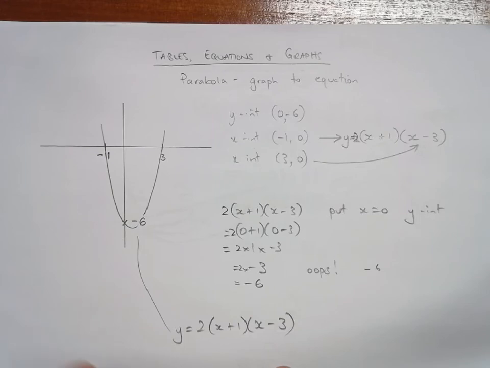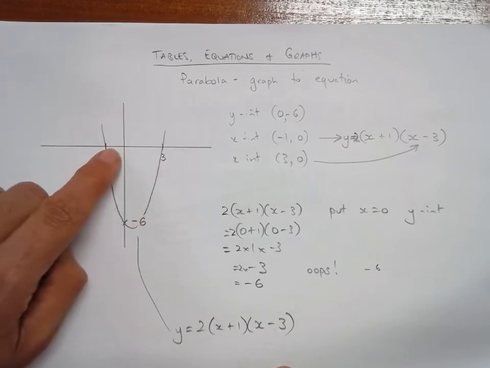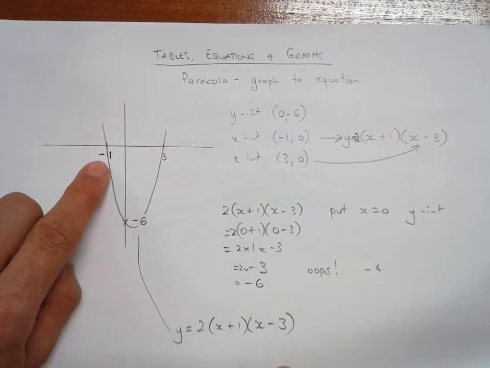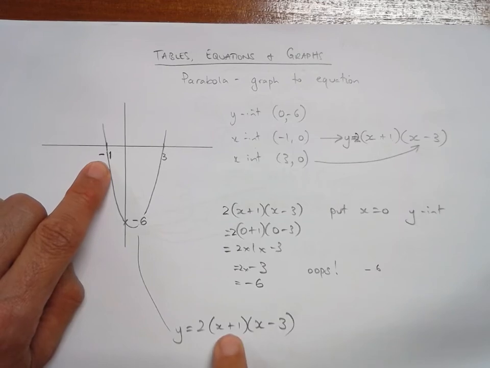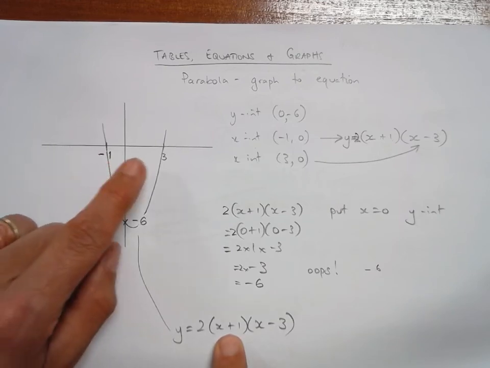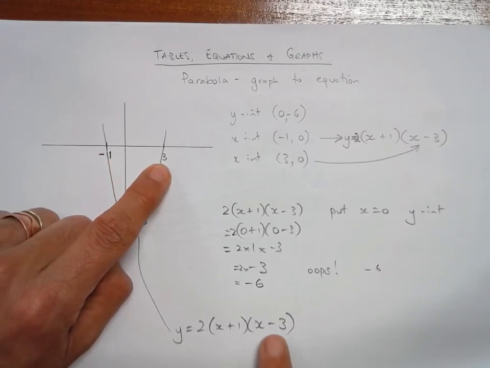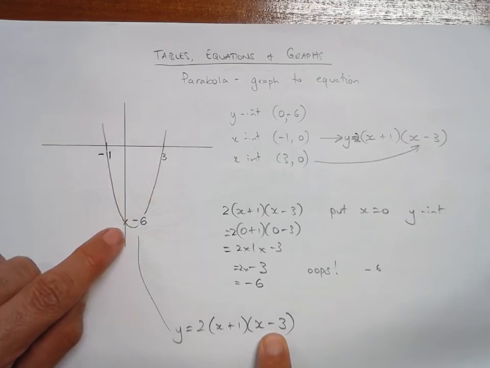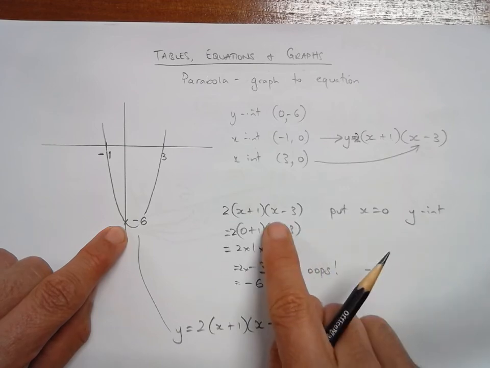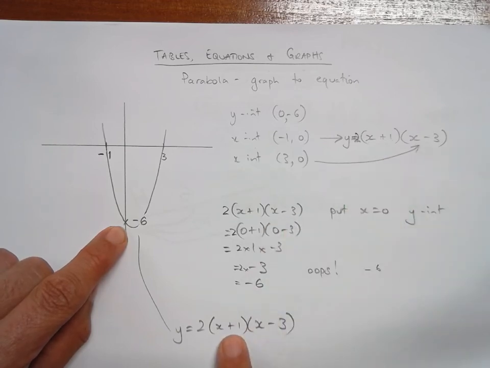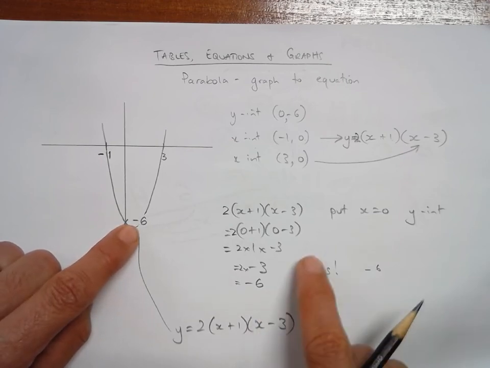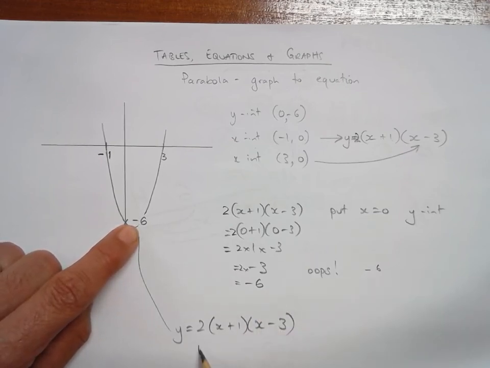So I used my knowledge of the x-intercepts, or the roots of the parabola. If there's a root at -1, 0, one of the terms must be x plus 1. If there's a root at 3, 0, one of the terms must be x minus 3. And then I knew that the y-intercept was when x was 0. Now I tried x plus 1, x minus 3 with x is 0, and I didn't get my -6, so I had to scale it, and this value here was a scalar. I scaled it to give my y-intercept.